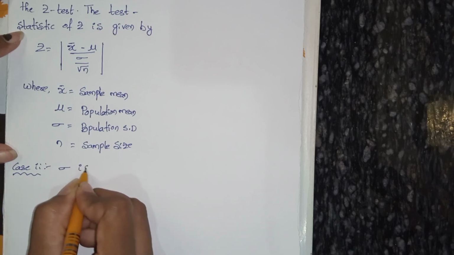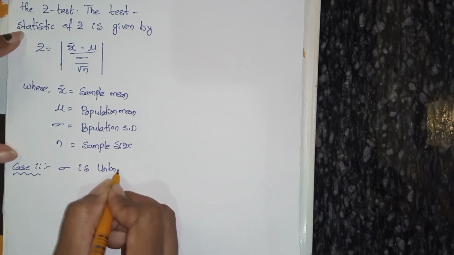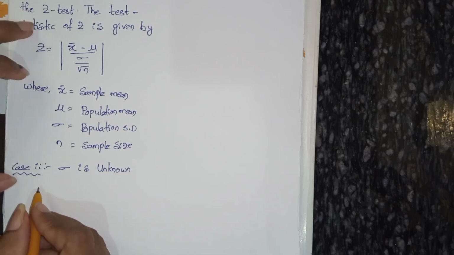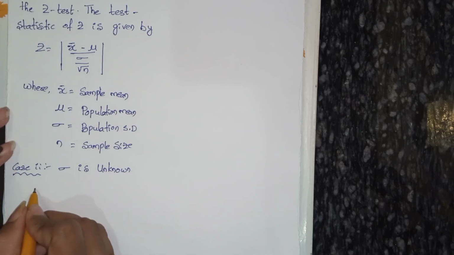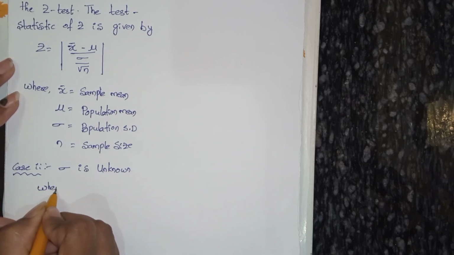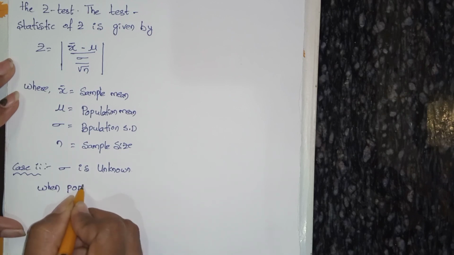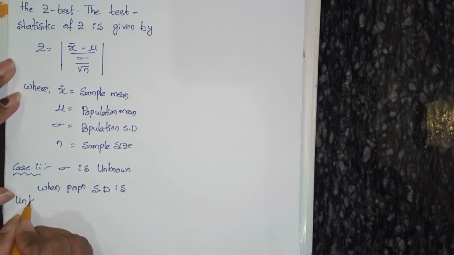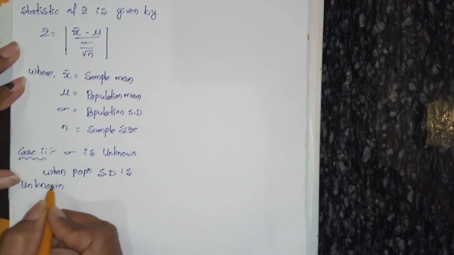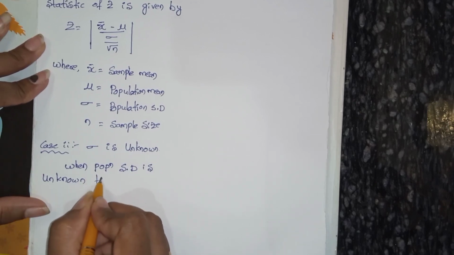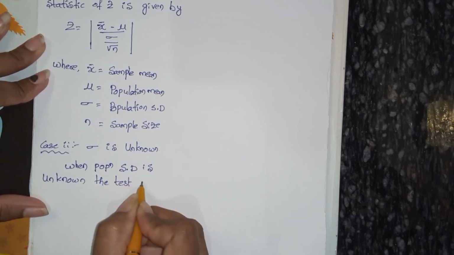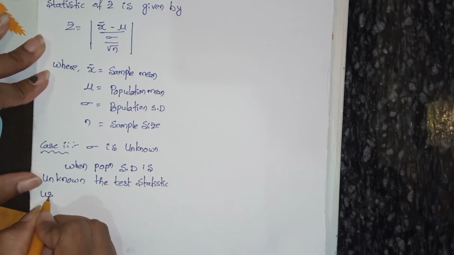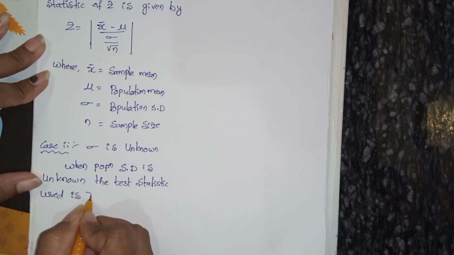Sigma is unknown. Let me tell you, the same we have to write. When the population standard deviation is unknown, the test statistic used is the z-test.